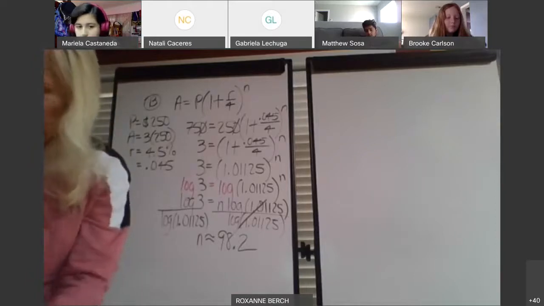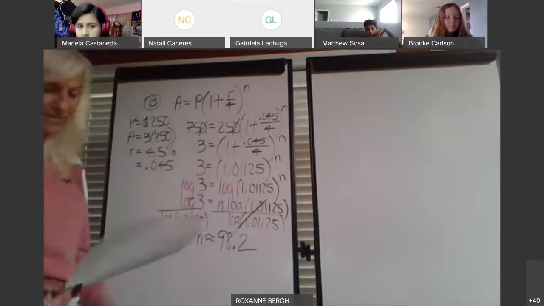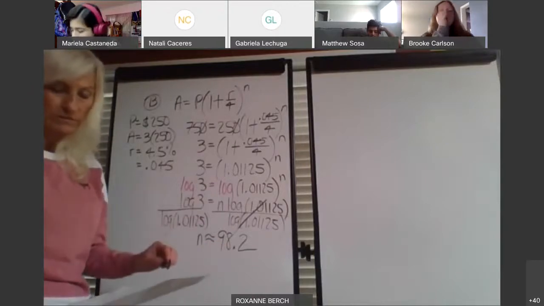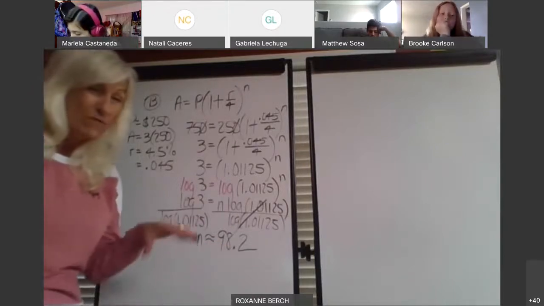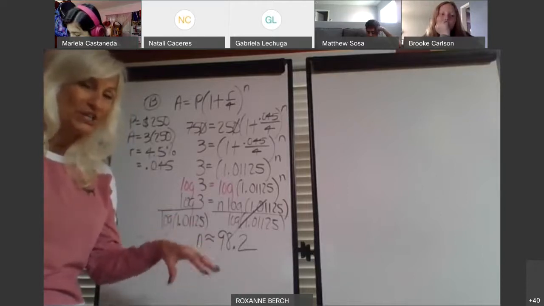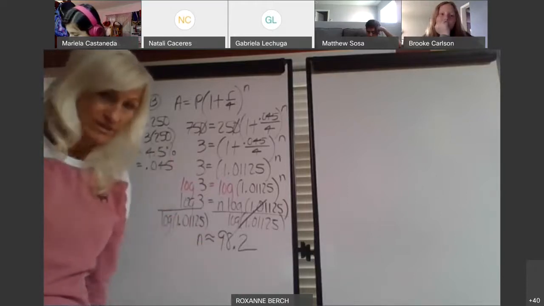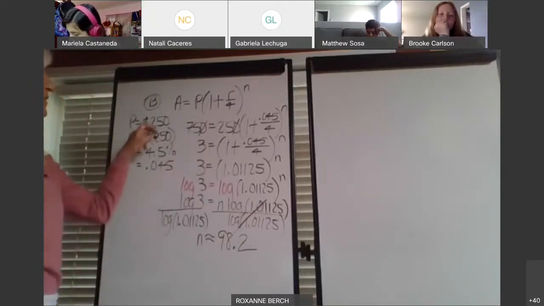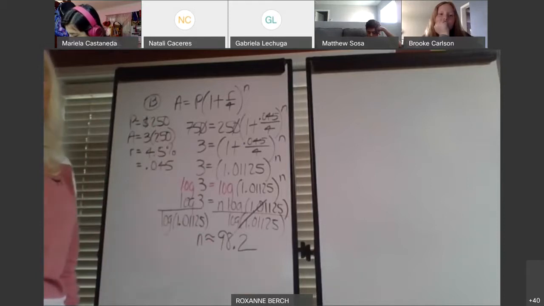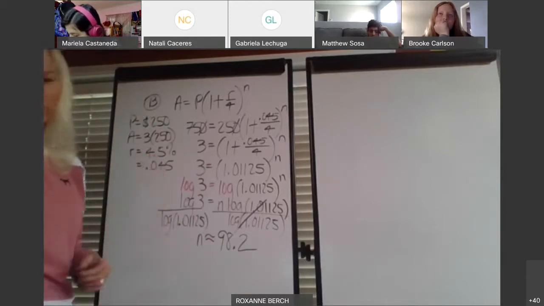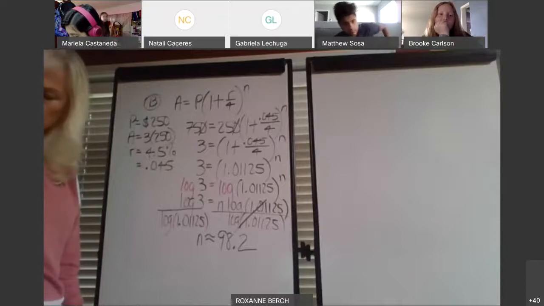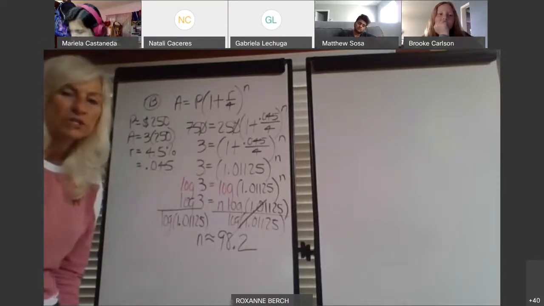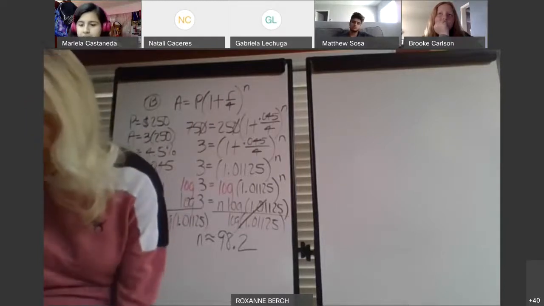So it will take about 98.2 quarters, or about 24.6 years, to triple a $250 investment. It's about 25 years. Crazy, huh? 25 years to triple an account with an investment of 250 at that rate. Not good. I don't know if you want to wait 25 years to triple that amount.